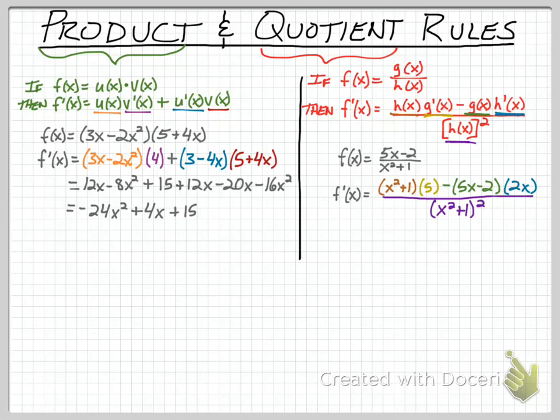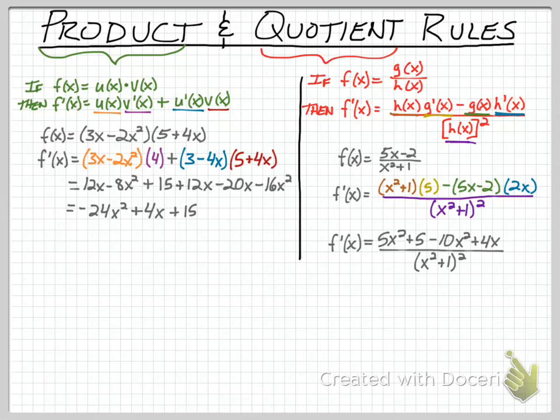Okay, so we are going to now simplify just like we did before. We're going to multiply that 5, we're going to multiply that 2x and simplify. So we get our derivative equaling 5x squared plus 5 minus 10x squared plus 4x all over x squared plus 1 squared. Now we could expand that out, but let's just keep it as is for right now, and see if we have any common factors in the numerator and the denominator as we work through this.